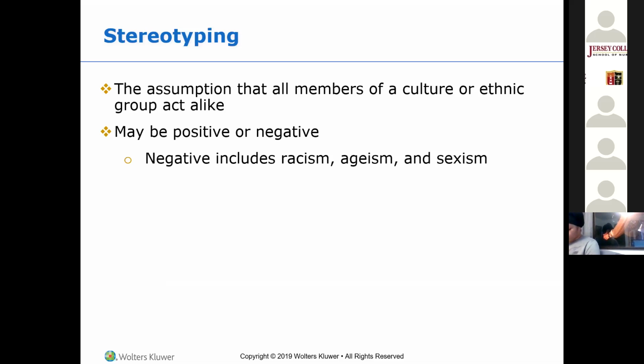Stereotyping, this is when we believe that everybody in the group is the same, and it could be positive or negative. And it includes things like racism, ageism, and sexism. All right, so if we are discriminating or we're putting everybody in the same group based on one of those classifications.